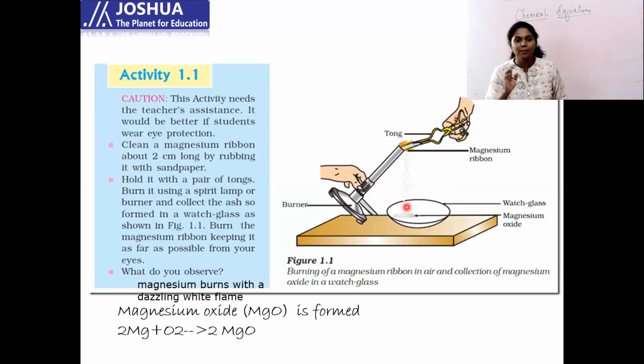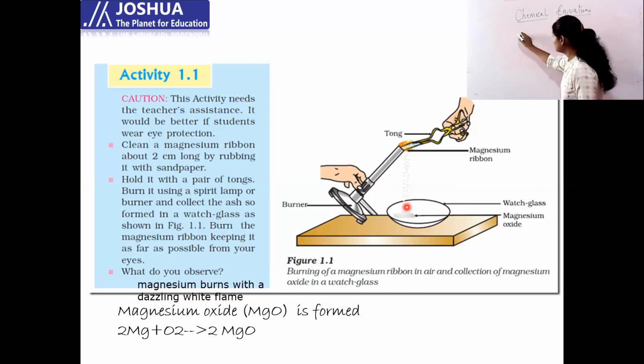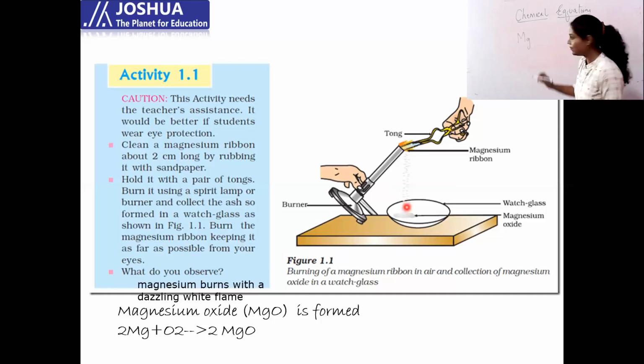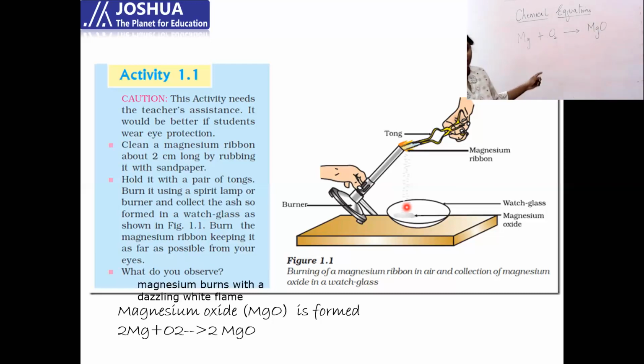Now, the same chemical change can be represented in the form of a chemical equation. How can you represent it? You just have to write the reactants in the form of chemical symbols. What are the reactants that we took? We took magnesium, that is Mg, and that magnesium was burned in the presence of oxygen. So magnesium plus oxygen gives you magnesium oxide. This is the chemical reaction of the chemical change that we discussed now, correct?